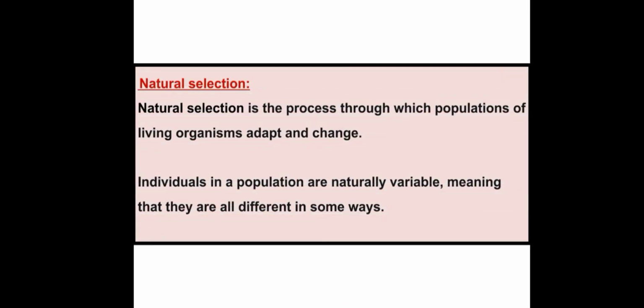The next factor is natural selection. Natural selection is the process through which populations of living organisms adapt and change. Individuals in a population are naturally variable, meaning that they are all different in some ways. This variation means that some individuals have traits better suited to the environment than others.